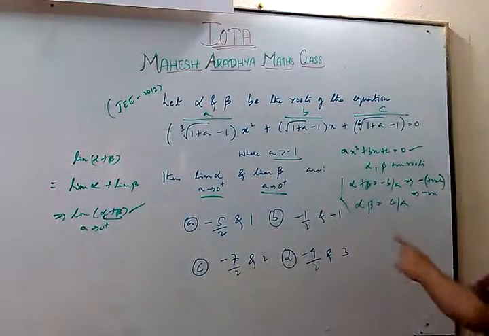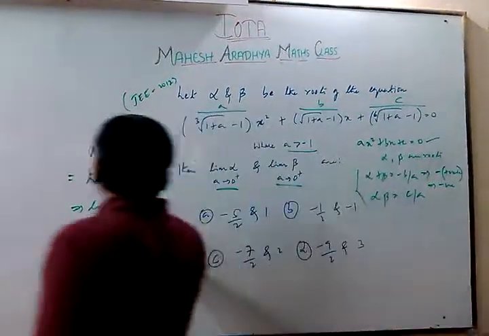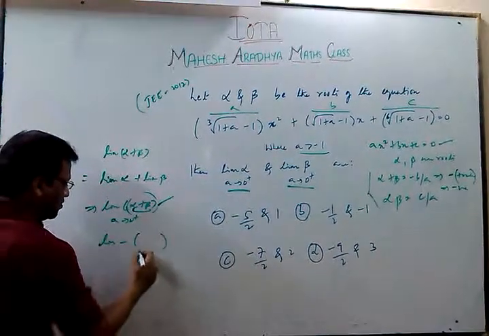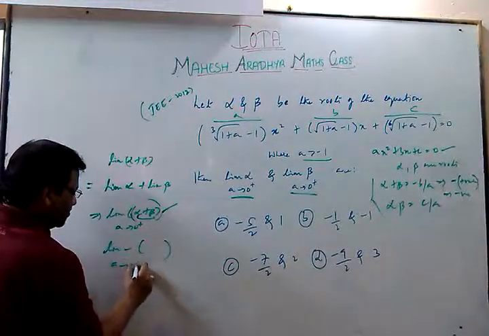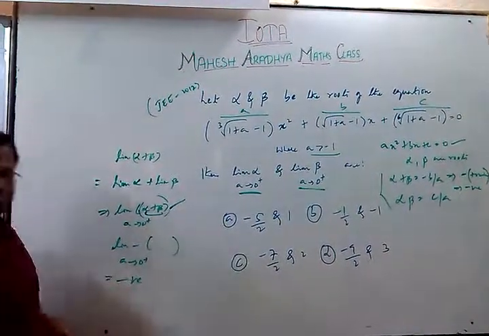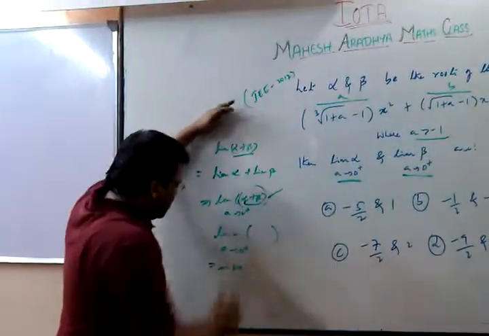So here, limit as a tends to 0 plus of the sum, the final value will be negative, right? So the sum of these two is negative.